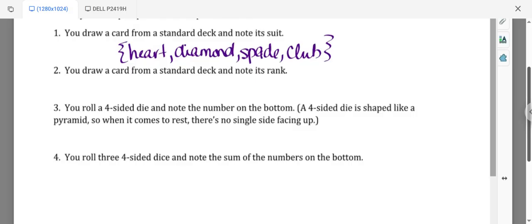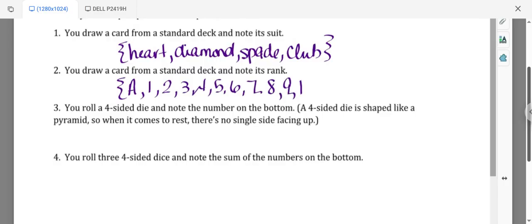You draw a card from a standard deck and note its rank. So now we're talking about what number or type of card it is. We have ace, all the way to jack, queen, and king. The last one's a king.